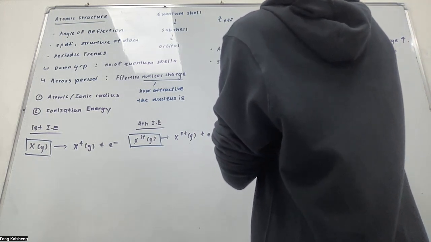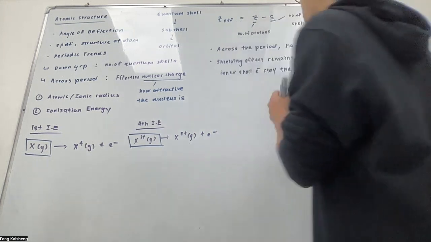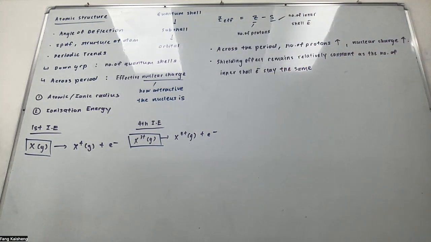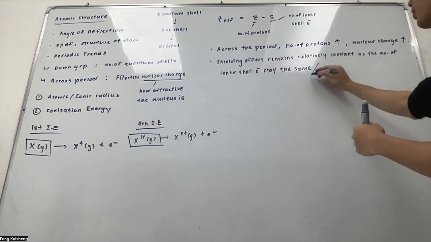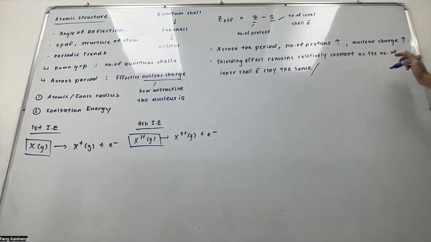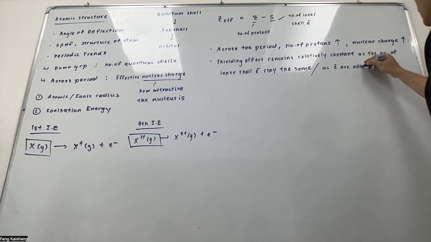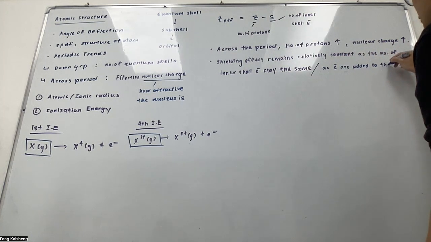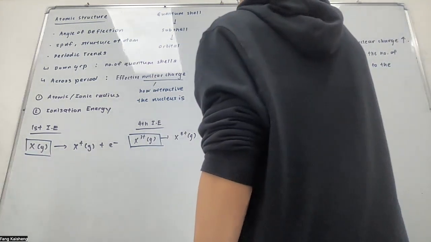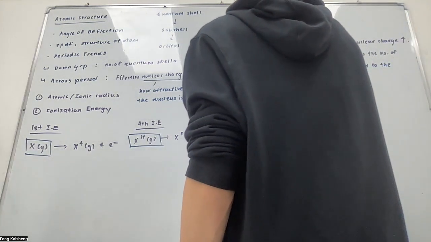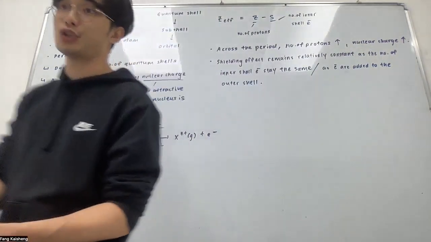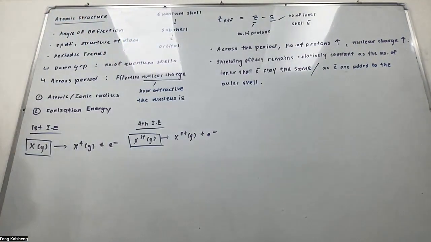If you don't believe, you can also write down the electronic configuration, and you will notice that all the inner shells stay the same. There's another way you can explain this, so I want to write both down. It remains relatively constant as electrons are added to the outer shell. Also, another way of conveying the idea that your shielding effect doesn't change much. Up to you to choose.